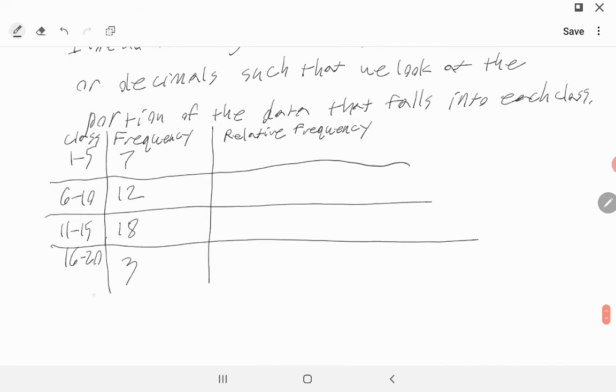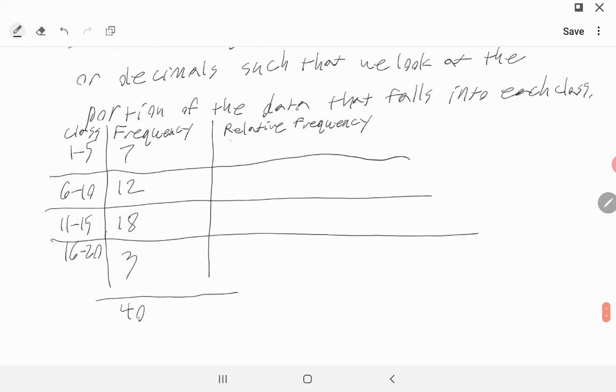We notice that the total number of values, if we add up all the frequencies, we're going to get 7 plus 12 is 19, 37, 40. And so we could say the relative frequency is 7/40ths, or that would wind up being 3.5/20ths, which is 0.175. 12/40ths is 6/20ths, which is 0.3. 18/40ths is 9/20ths, which is 0.45.